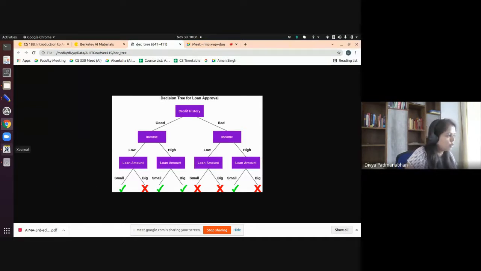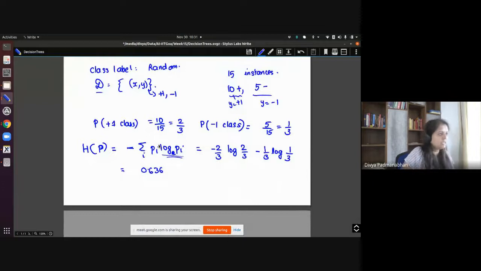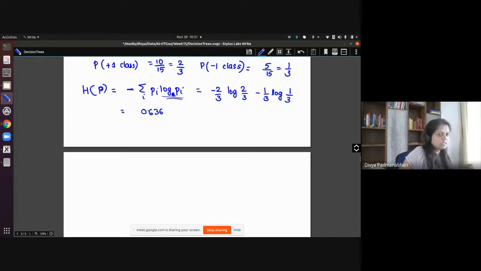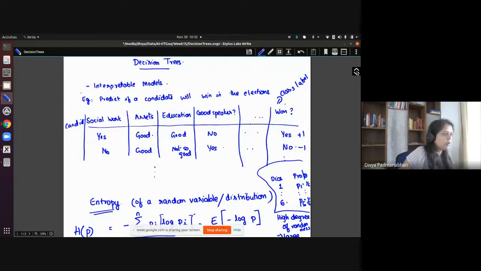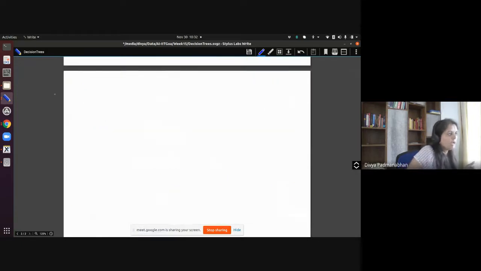So let's try to see how to do that. Suppose we didn't use any features here. This was the class labels for the entire class. The example we took was the election example, where we had social work, assets, education, and all that. Let me look at one more feature, assets. What I'm trying to see is whether I can use this as the root node of the decision tree. Here there are two values, maybe just for simplicity, good or bad. These are the two possible values of this assets feature.